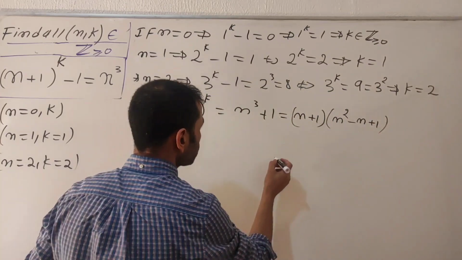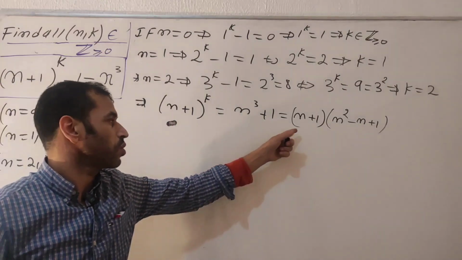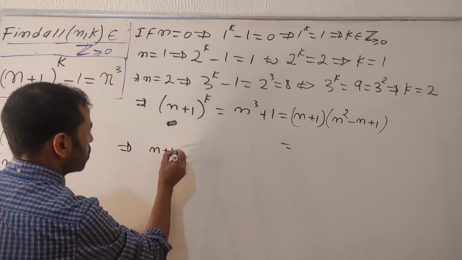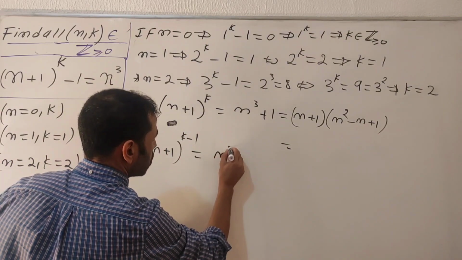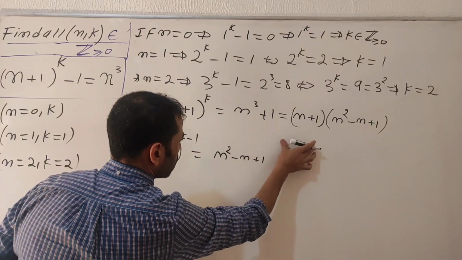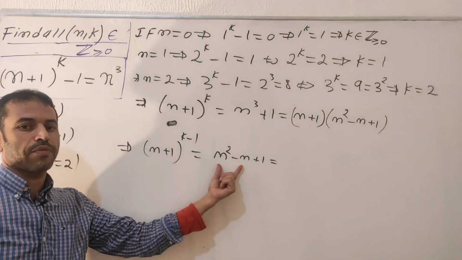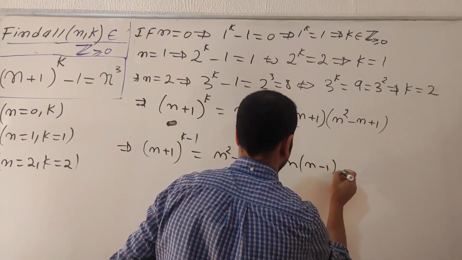Since I get n plus 1 on both sides, I'm going to cancel it out from both sides. So I get (n + 1)^(k-1) equals n^2 - n + 1. Also, I'm going to take n as a common factor here. So I get n times (n - 1) plus 1.